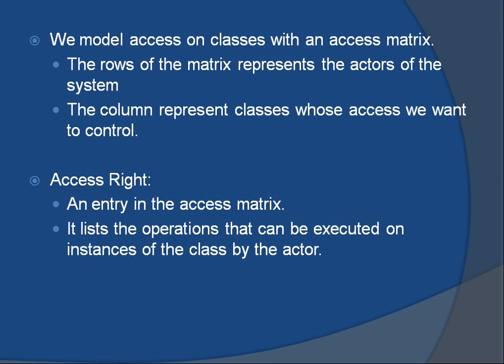Here we model access on classes with an access matrix. Now this is a matrix consisting of rows and columns. Rows represent the actors of the system and columns represent the classes whose access we want to control. If an access matrix has an entry in a particular row and column, it is considered an access right. It lists the operations that can be executed on instances of the class by the actor.